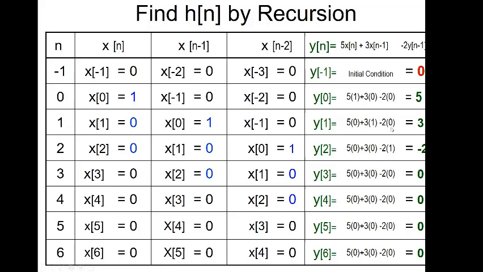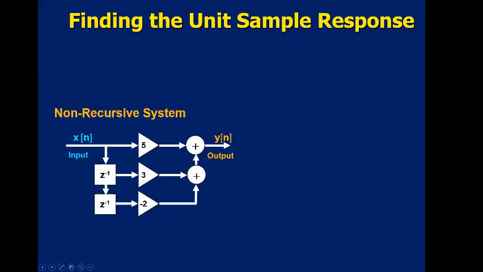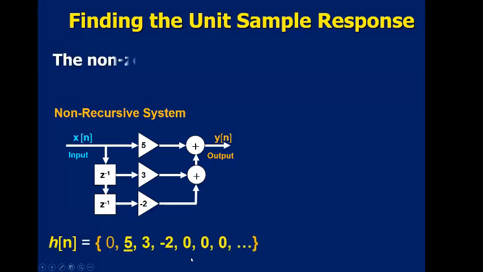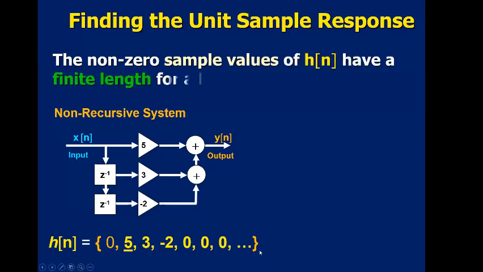Okay, so here is, if we put in a unit sample to our x sub n, starting at n equals 0, what comes out is 5, 3, minus 2, and then 0 after that. So here's what came out. And it turns out there's some important things to notice here. First, if we look, we only got 3 samples that weren't 0 out of this system. And that's the characteristic of a non-recursive system.